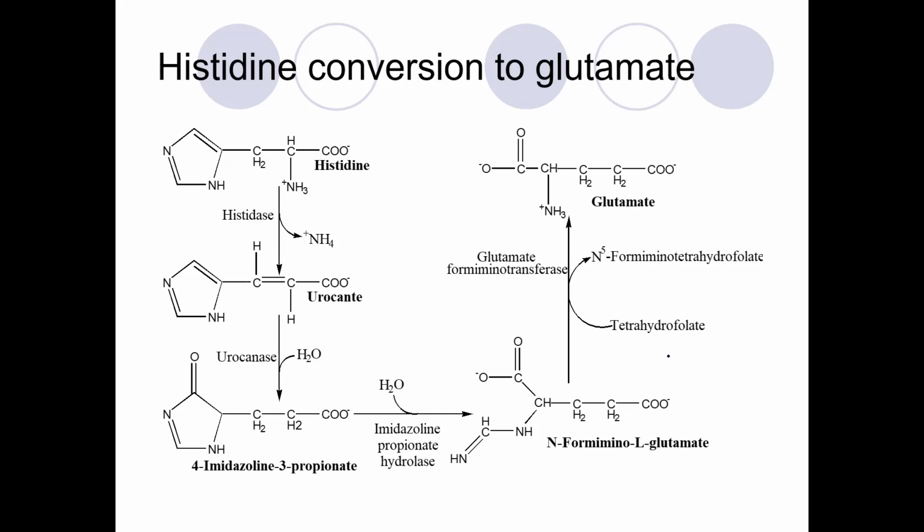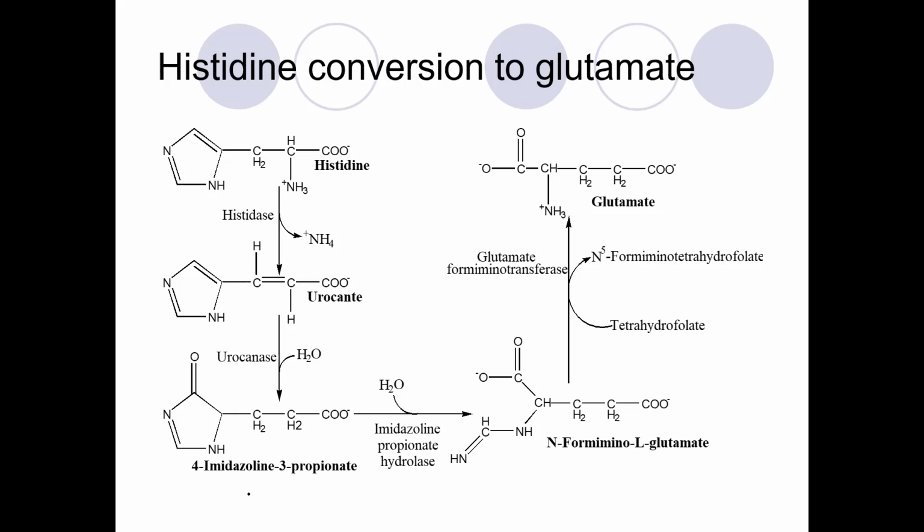When you get rid of the ammonium group there, you now create a double bond here. That creates this compound called urocanate. Urocanase will add a water across this, but it does something really funny. It gives reducing equivalence here, but the oxygen goes up here. And you get rid of this double bond here. You now make 4-imidazoline 3-propionate.